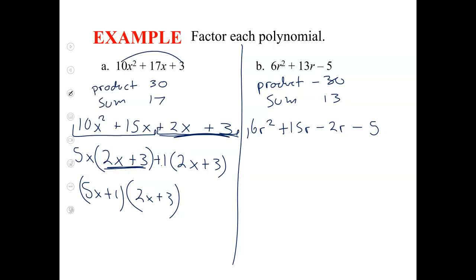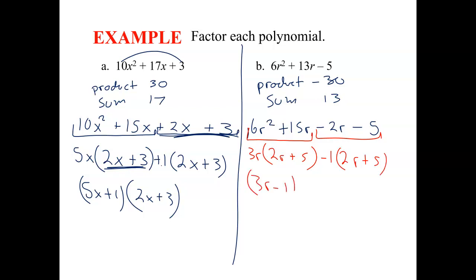Okay. So my first two pairs. Factor out a negative 1 so that we get those signs switched. Good. 3r minus 1, 2r plus 5.